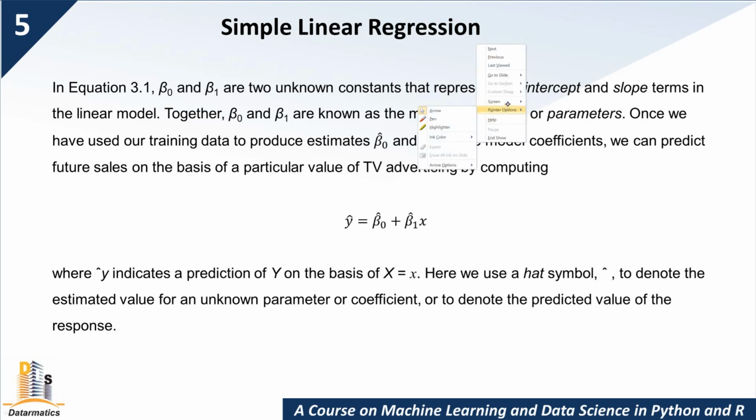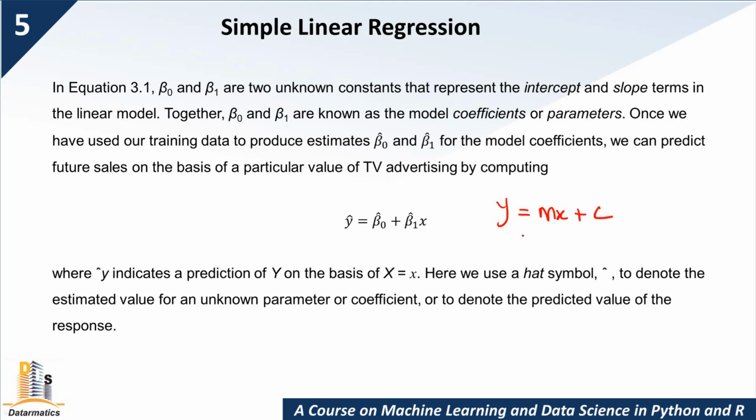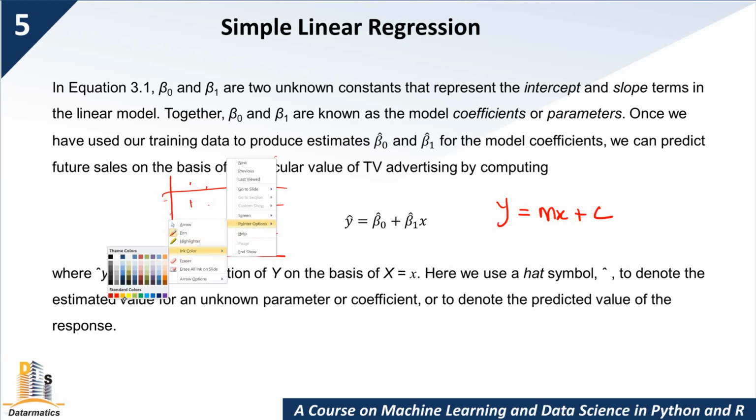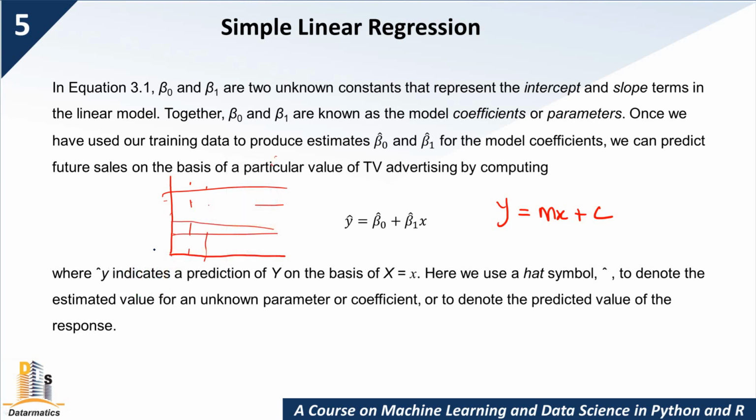So in high school, we used to talk about the equation of a line, and we used to write it as y is equal to mx plus c. So basically, if we have some equation and we plot it on a graph, I'm going to take another color at this point, let's say blue. So we plot it and it gives us a line like this.